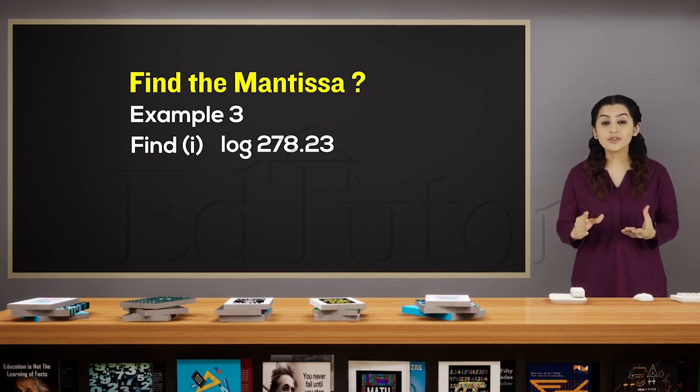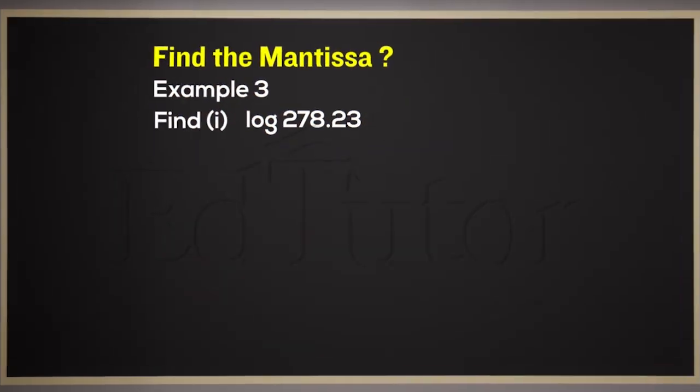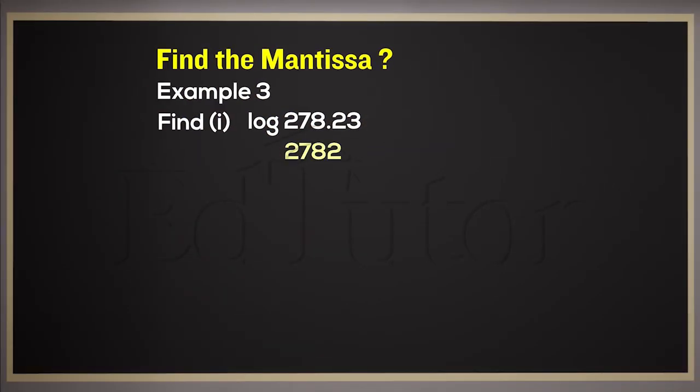First, round off the number to 4 significant digits and remove the decimal. It becomes 2782. Correct.